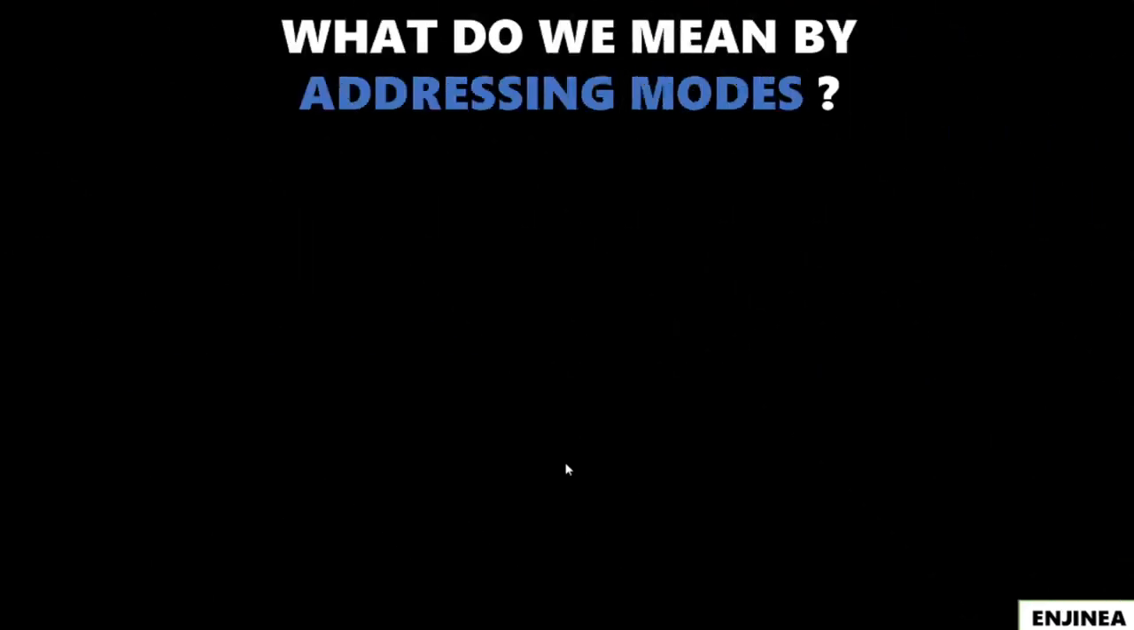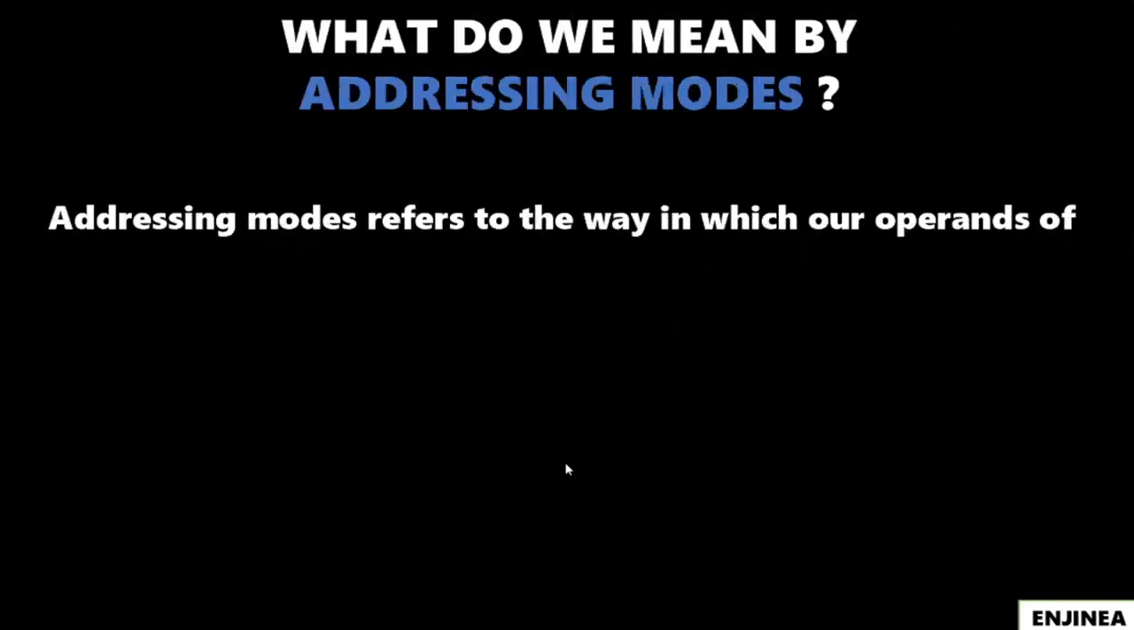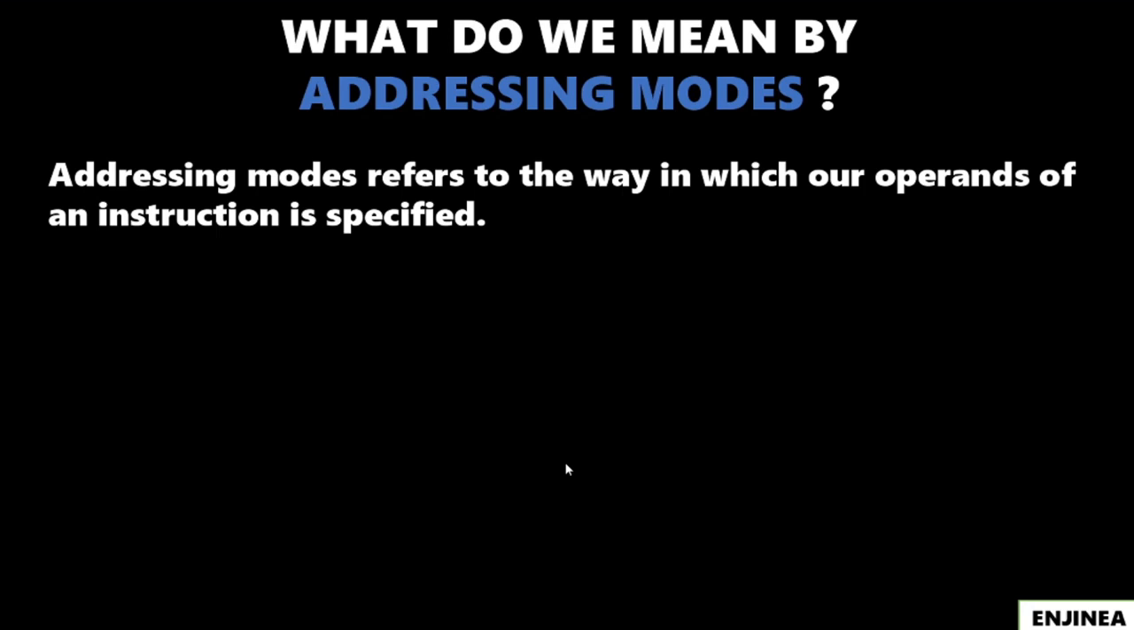So let's first see what we mean by addressing modes. Addressing modes refers to the way in which the operands of an instruction are specified. Let's take an example to understand what that means. Suppose we have MOV AL, BL. Now this AL, BL is our operands and this entire MOV AL, BL is our instruction.